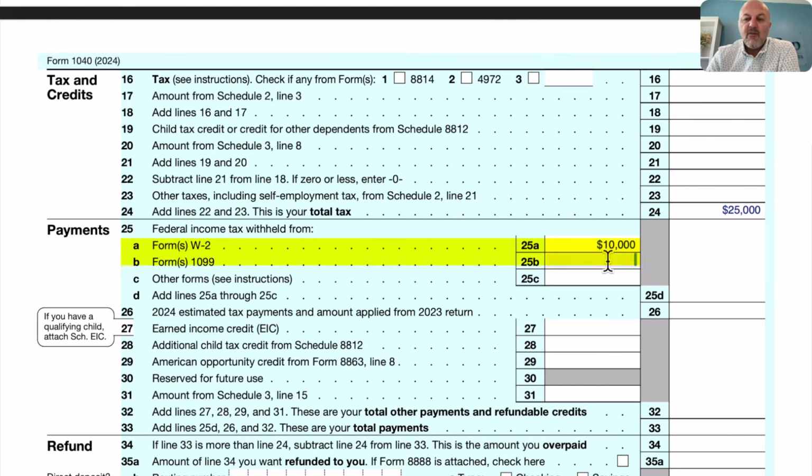Now let's assume of all your sources of income, you also had some IRA income. And from that IRA income, you had taxes withheld of another $10,000.